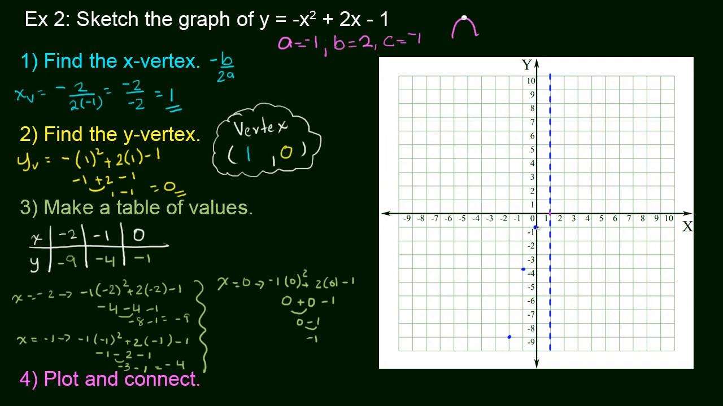So this point over here at x equals 0, y equals negative 1 is 1 away from the axis of symmetry. So on the other side, it should be 1 away from the axis of symmetry. This point at x equals negative 1, y equals negative 4 is 1, 2 away from the axis of symmetry. So across the axis of symmetry is going to be 1, 2. The point at x equals negative 2, y equals negative 9 is 1, 2, 3 away from the axis of symmetry. So I can go 1, 2, 3. And now let's connect our points.